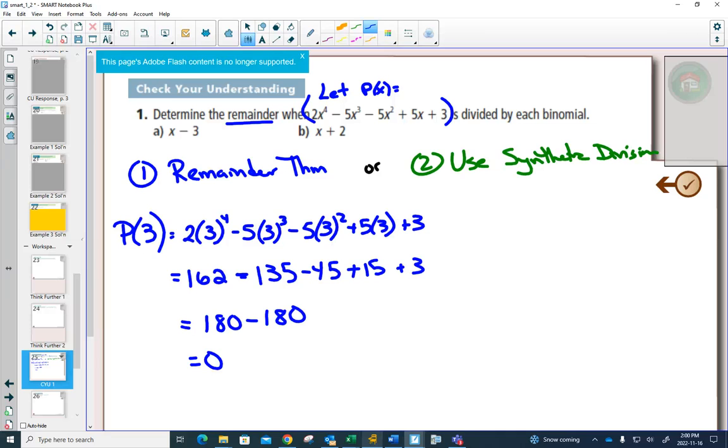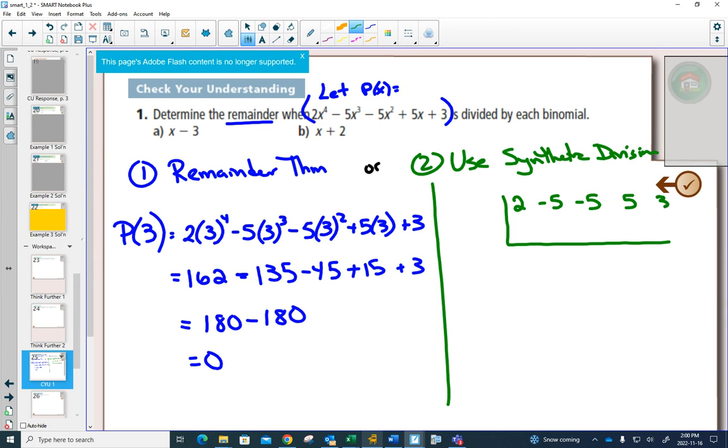In green, I'm going to do the synthetic division. For synthetic division, you would set it up. Are these in the right order? Yes. Is there any missing? No. The opposite sign out in front would be a 3. How do we do synthetic division? Bring the number down, multiply, add, multiply, add, multiply, add, multiply, add. There's my remainder.